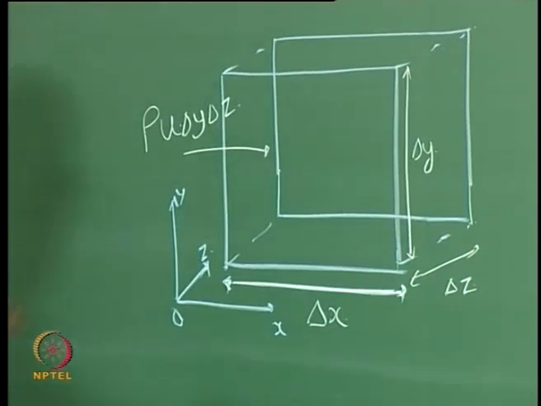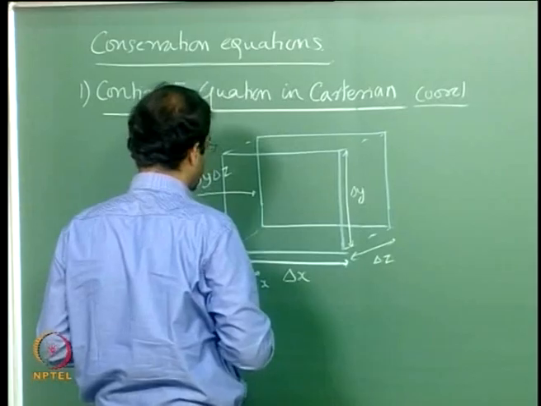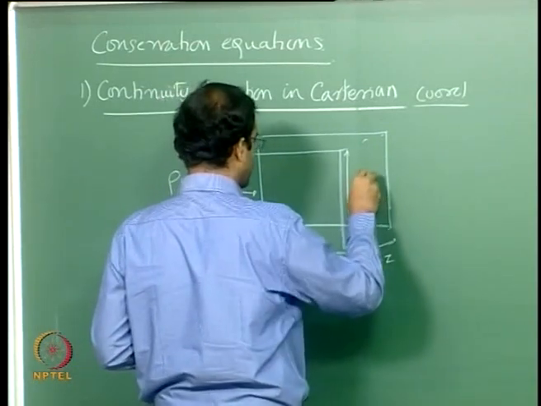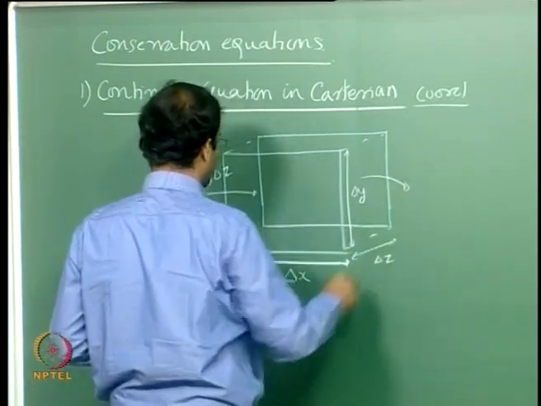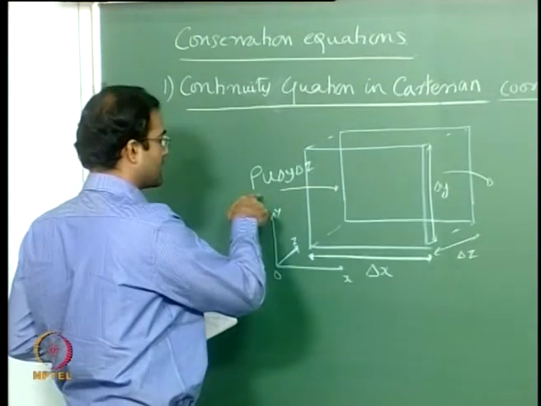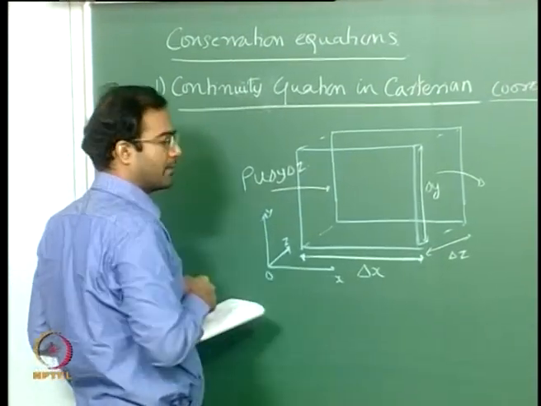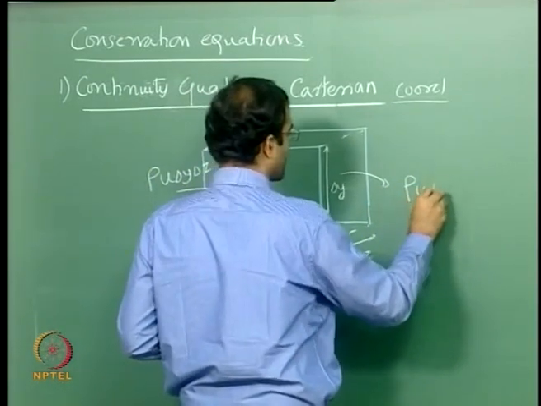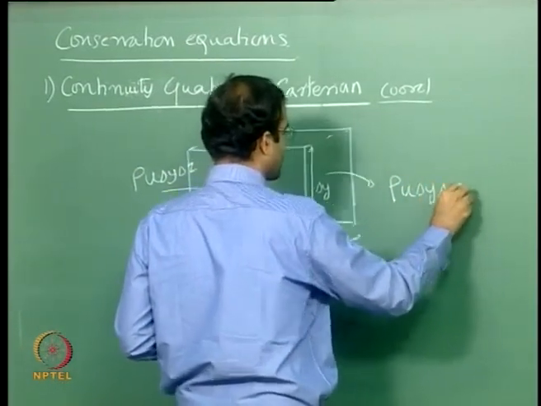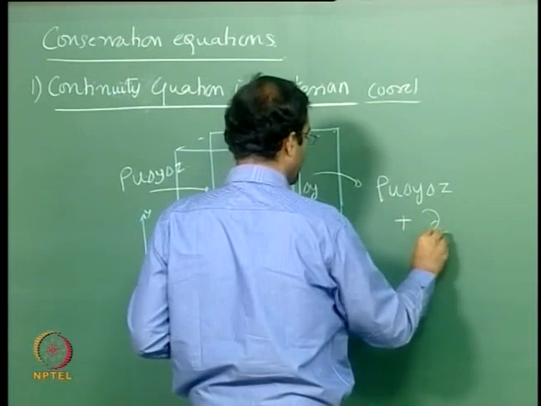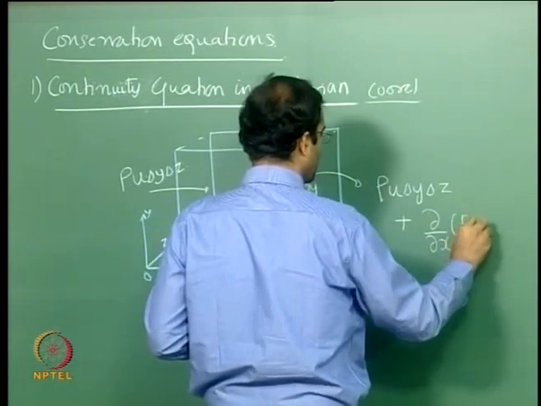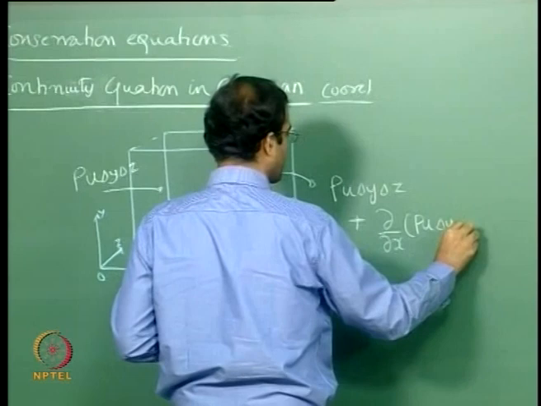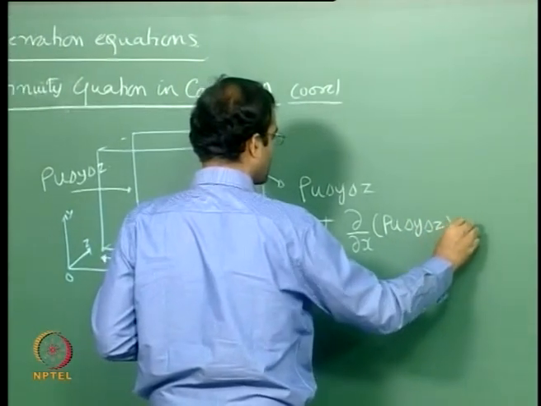So that is the mass flow rate which is entering through the left face of the control volume, and the mass flow rate which is leaving in the x direction can be related to the entering mass flow rate by means of a Taylor series expansion. So this can be written as rho u delta y delta z plus d by dx of rho u delta y delta z into delta x.